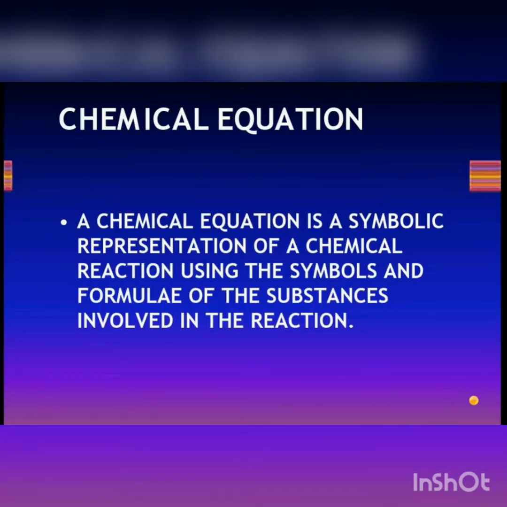Now let's see what a chemical equation is and what it represents. A chemical equation is a symbolic representation of a chemical reaction using symbols and formulas of substances involved in the reaction. So what is a chemical reaction? It basically tells you what the chemical change is. It is written in one single equation which gives you the reactants, which two compounds or substances reacted to give whatever product was formed.